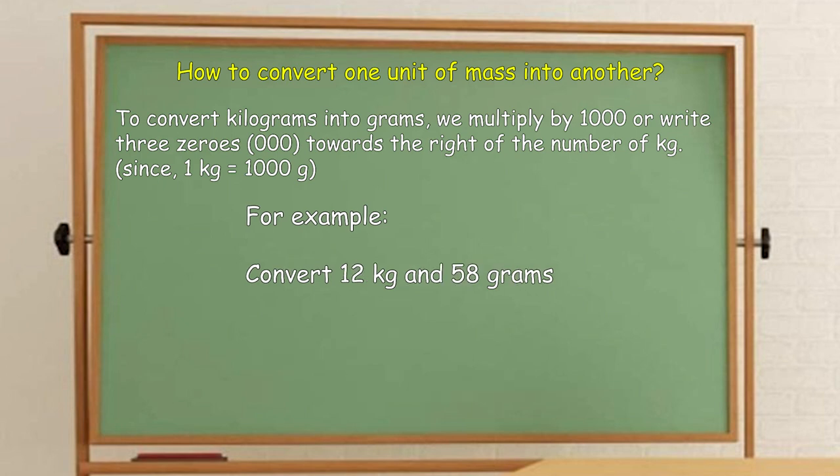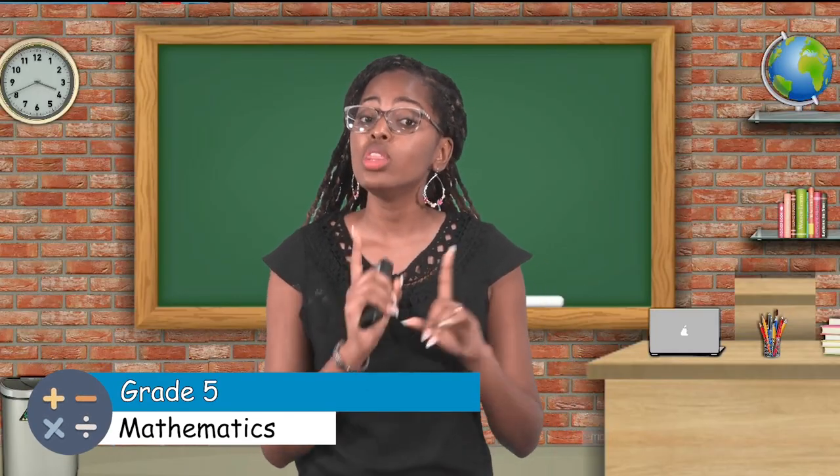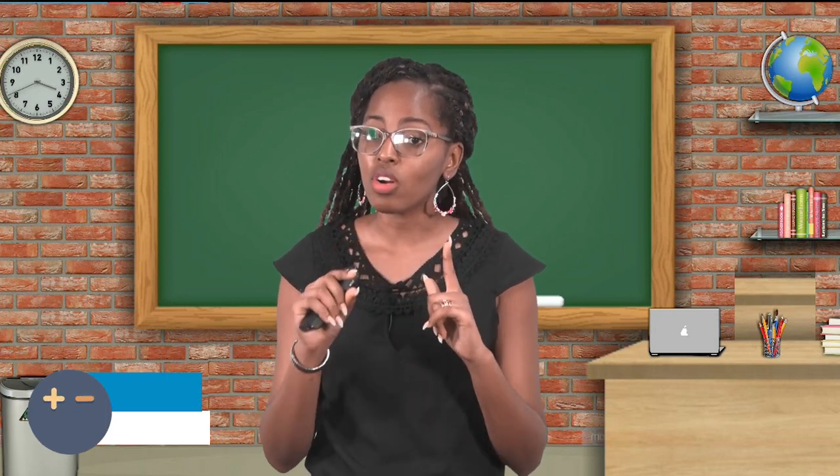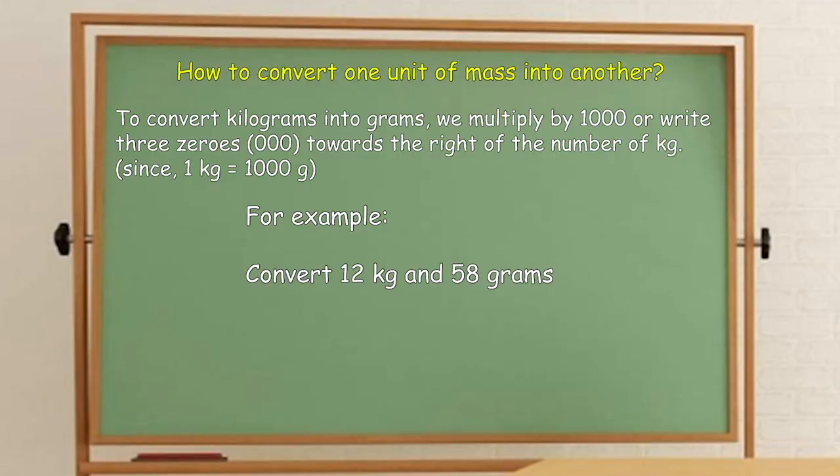Let's work another example. If we were asked to convert 12 kilograms and 58 grams into grams, we would first need to convert the 12 kilograms into grams and add 58 to it. You see, this example is different from the other one because not only are we given the mass in kilograms, but we're also given grams. So how do we go about doing this? We'll begin by converting 12 kilograms into grams. To do this, we're going to multiply 12 by 1,000. That would give us 12,000 grams. Then we add 58 to it. So in total, 12 kilograms and 58 grams is actually equivalent to 12,058 grams.